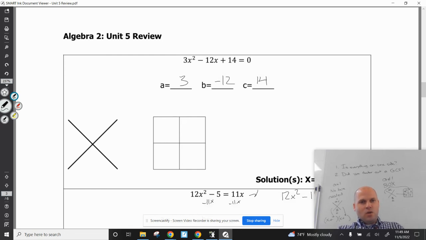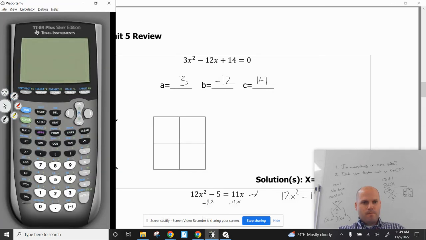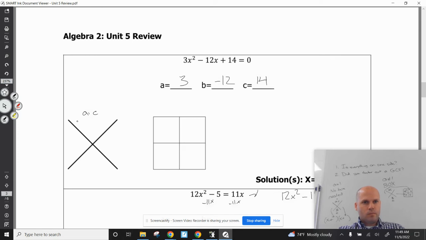Okay. We got to do A times C. Let's use our calculator here. 3 times 14 is 42. This is our important number. This is going to give us our factors. Two numbers that multiply to get that. B is -12. That's B. Looking for two numbers that add to get that.